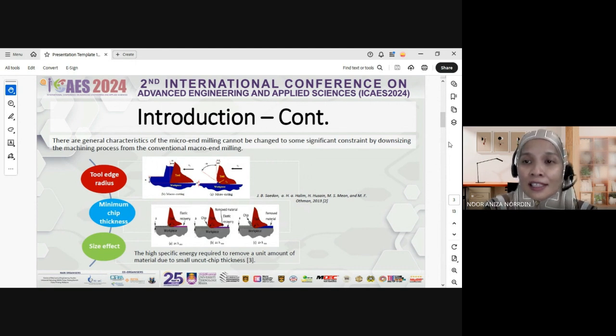And lastly, the size effect is the high specific energy required to remove a unit amount of material due to the small uncut chip thickness.